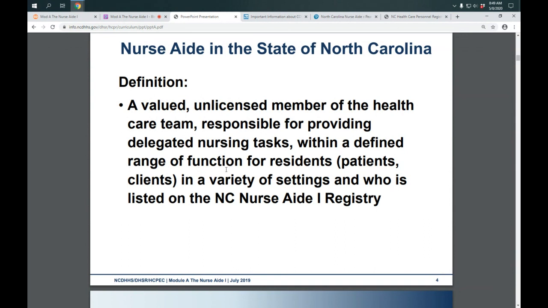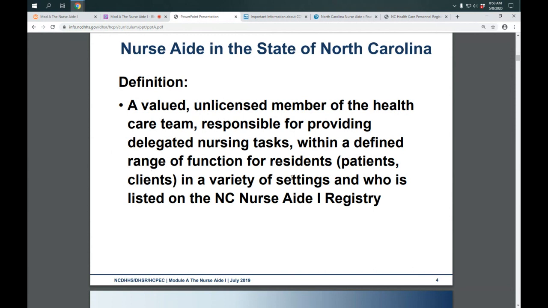Who determines that range of function of what you as a CNA can do versus an LPN versus a med aide versus an RN? You know, what is your range of function? And that's for residents or patients or clients. You know, we call them different things based on where they are. I've worked mainly in hospitals, and so most of my folks we referred to as patients. I worked in a doctor's office for a year, and they were more clients. Some people refer to them as patients, but a lot referred as clients.